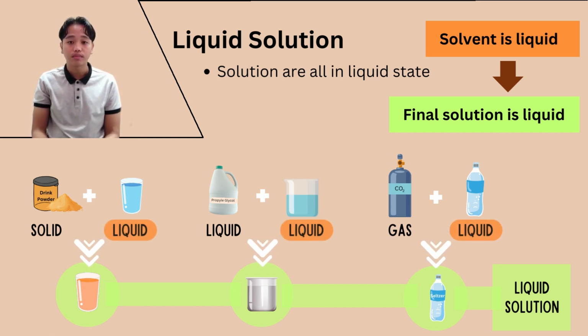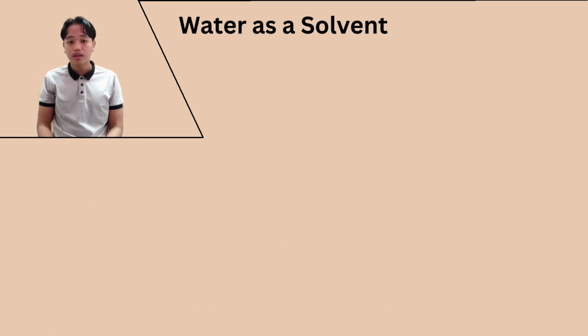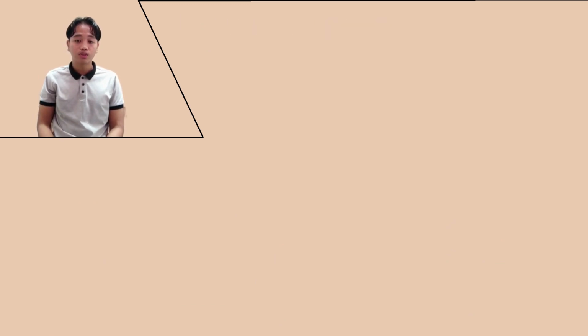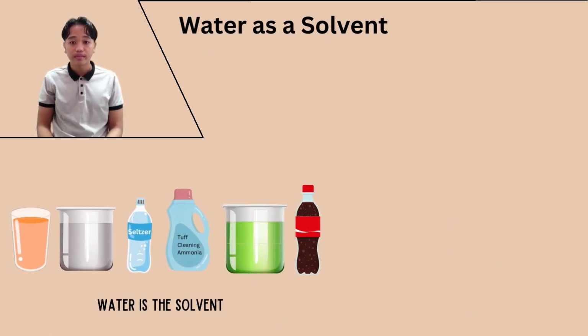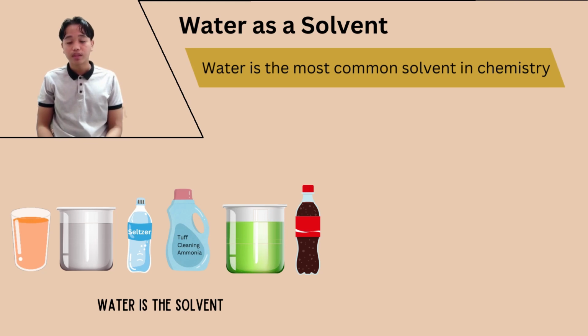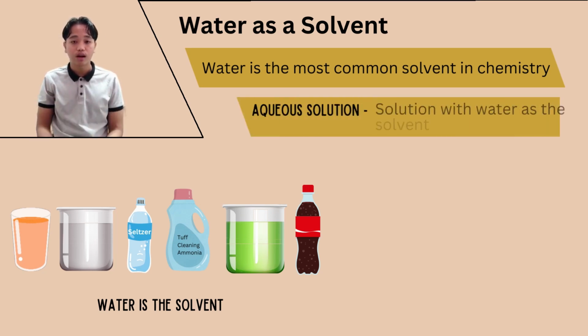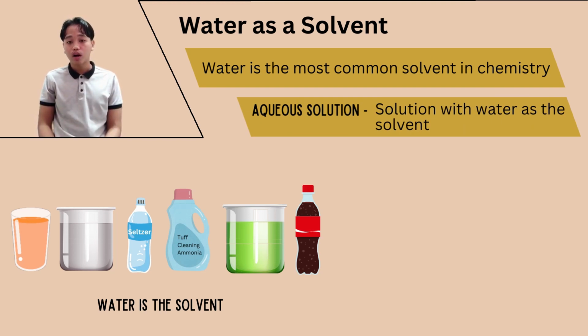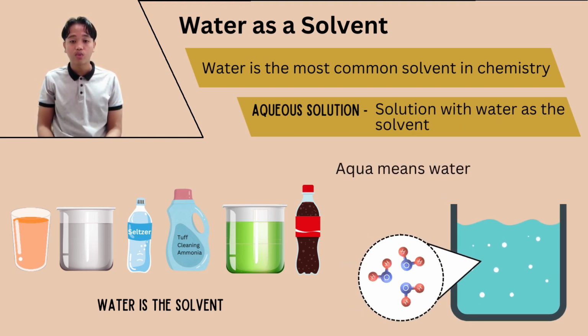And going a step further here, we can see that all of our solutions have water as a solvent. That is not really unusual because water is the most common solvent in chemistry. Sometimes you will see others, but water is by far the most common. We have a special name for this solution. Aqueous solution, a solution where water is the solvent. You might know that aqua means water, and this is where the name aqueous comes from.